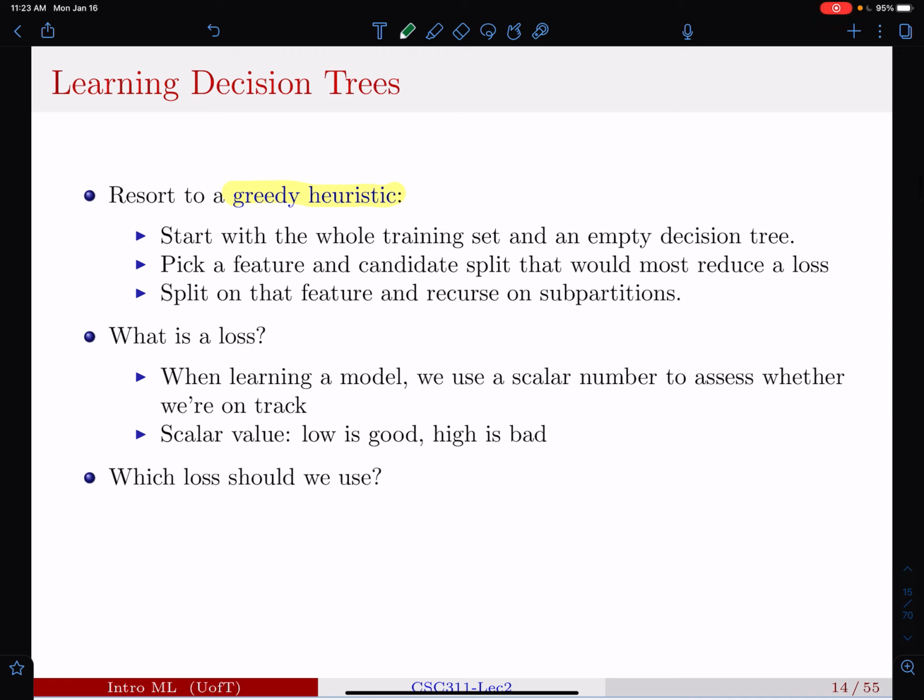In this case, we also introduced this concept of a loss. This is the metric that we're optimizing to measure performance, basically.